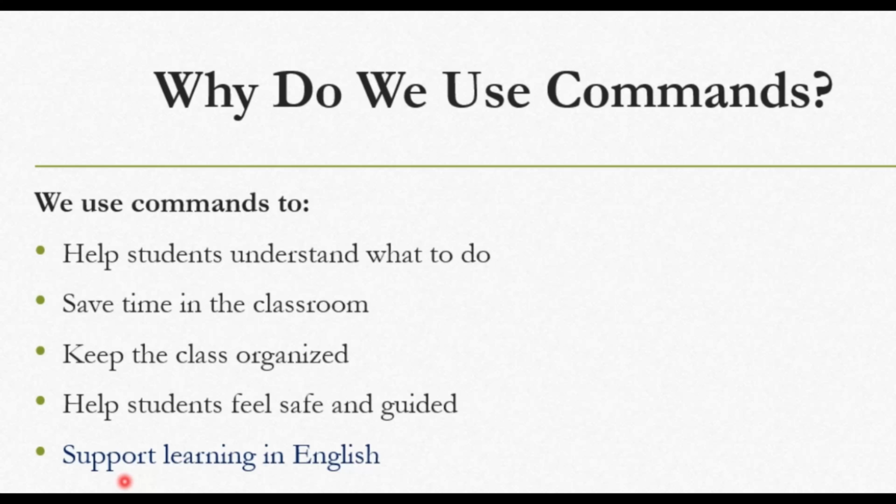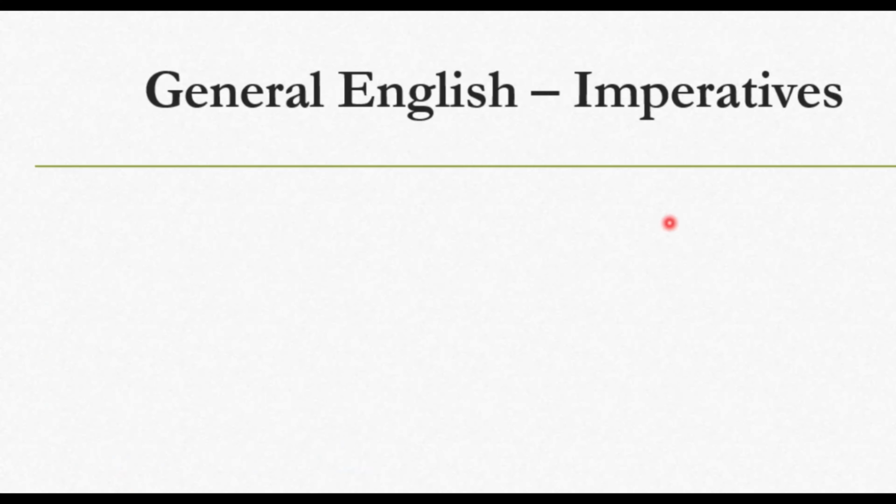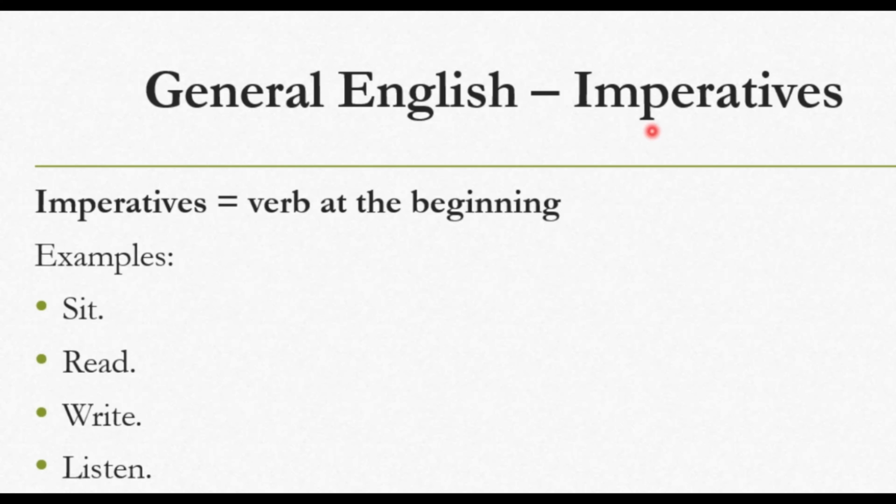All right, so I gave you some of the reasons why we use commands. I also talked about how we use them and when we use them. So now let me talk about general English. When we use commands in grammar, we use imperatives. Imperatives are a word or phrase that starts with a verb. What I mean by imperatives is the sentence or phrase that starts with the verb at the beginning. That is the base form.